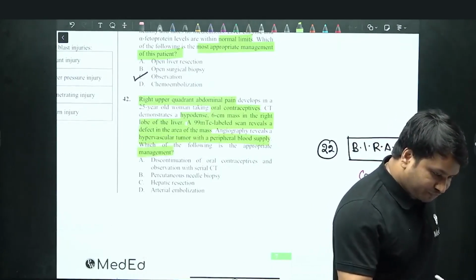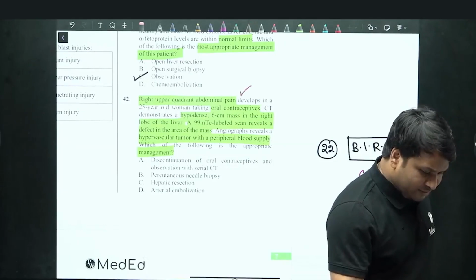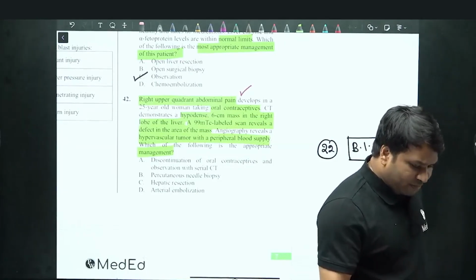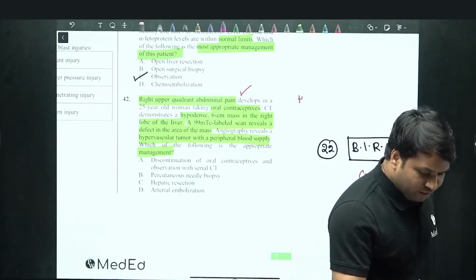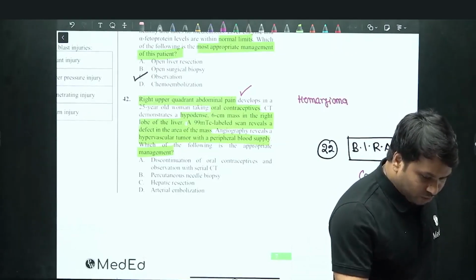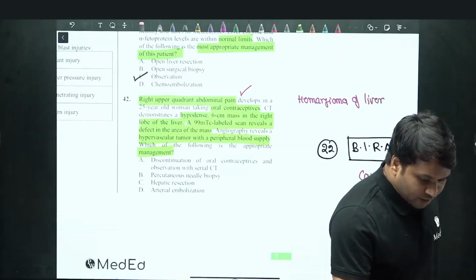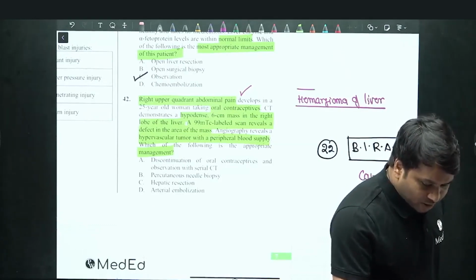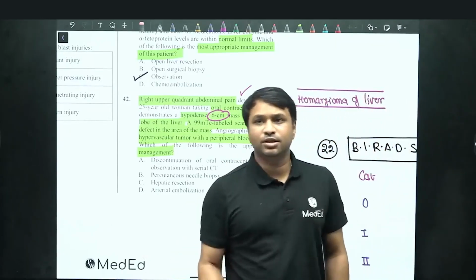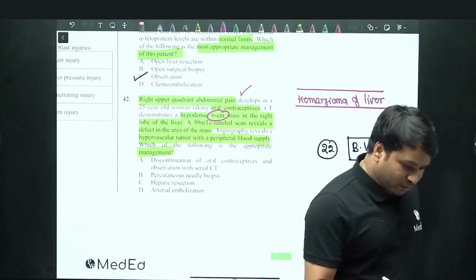So here we have OCP that is present. When you look at the whole picture, it's a hypervascular mass. We're talking about the hemangioma of the liver. Now, in the hemangioma of the liver, the concept is very simple. If it is less than 5 centimeters, observation; more than 5 centimeters, you'll go with enucleation.